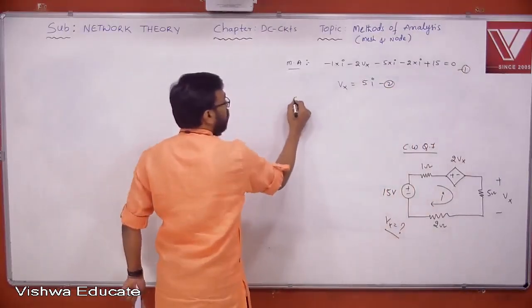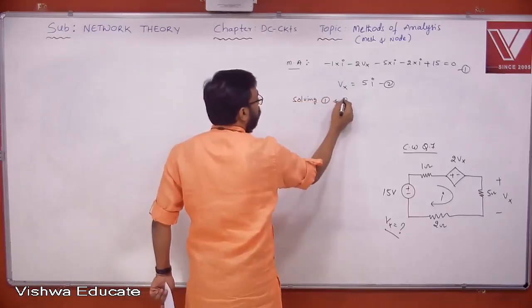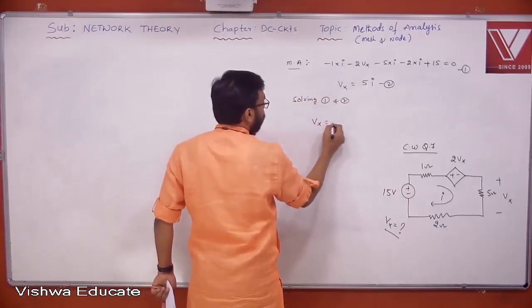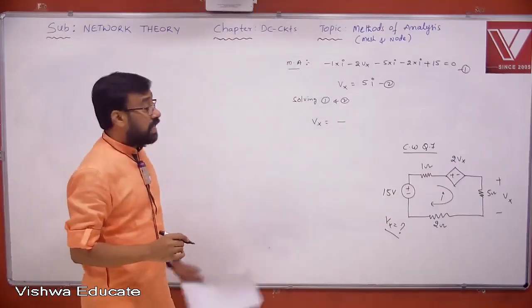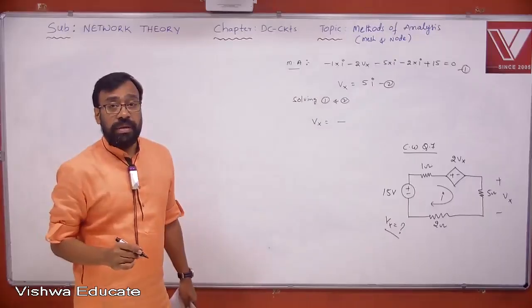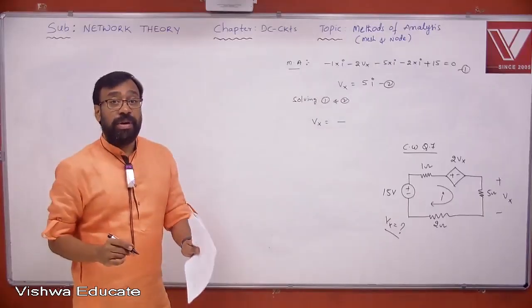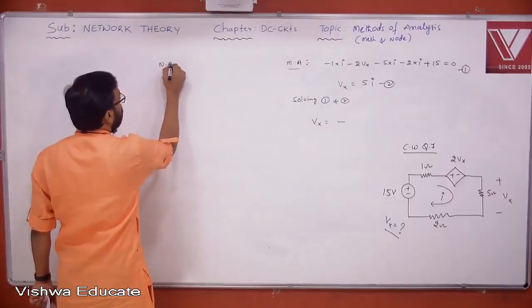Now, solving these two equations, 1 and 2, you get the value of Vx. Do all of you understand? This is one way. There is a possibility for the requirement of extra equations. Understand? Okay. Now, node analysis.